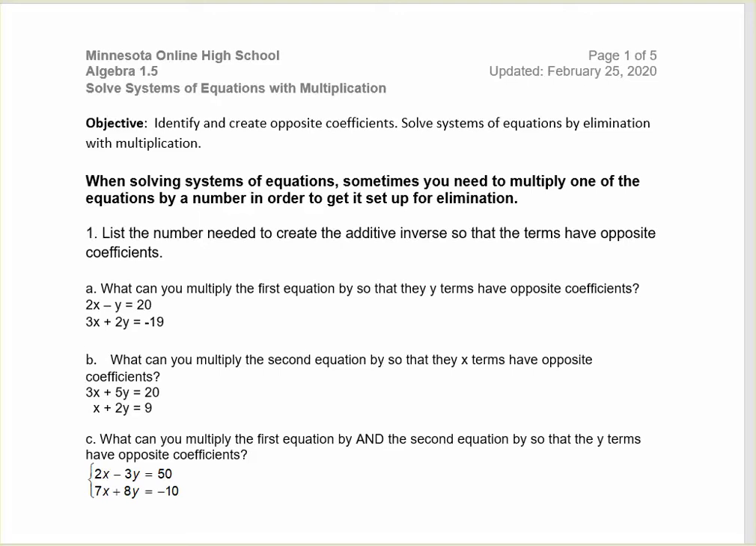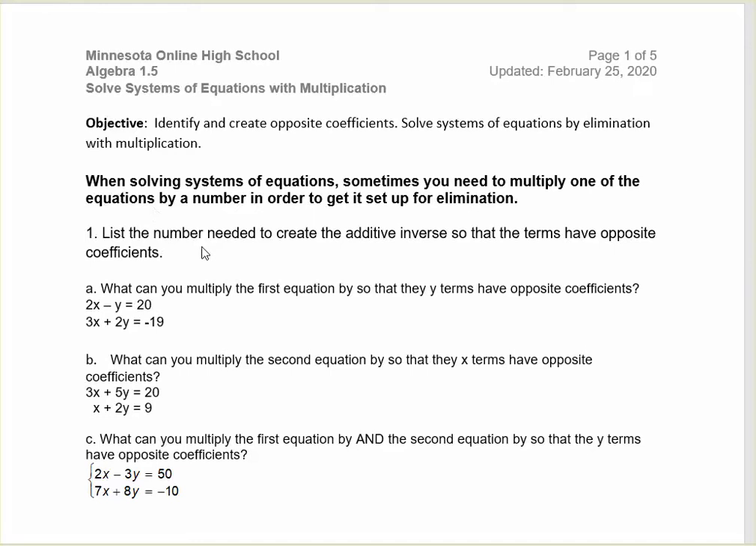In this video we are going to continue solving systems of equations, and we're going to get a little bit more complex with these problems. We're going to solve by multiplication. It's also called elimination, but unlike in the last video where you could just add them together to eliminate, we're going to have to use some multiplication before we can eliminate one of the variables. So let's look at this first problem here.